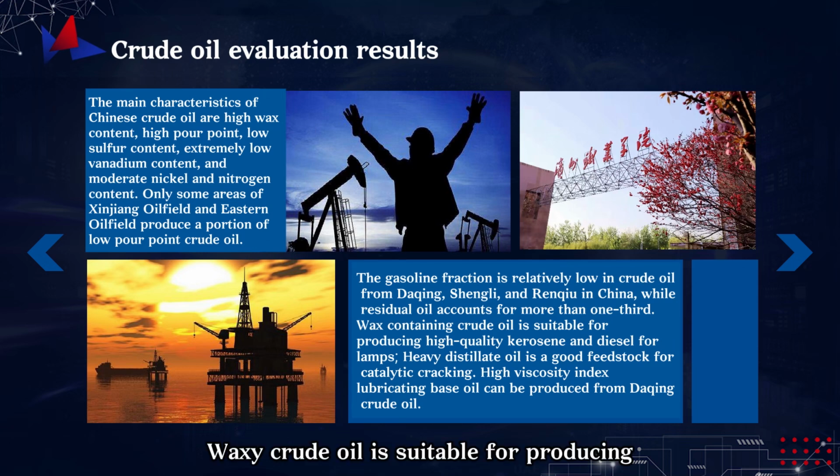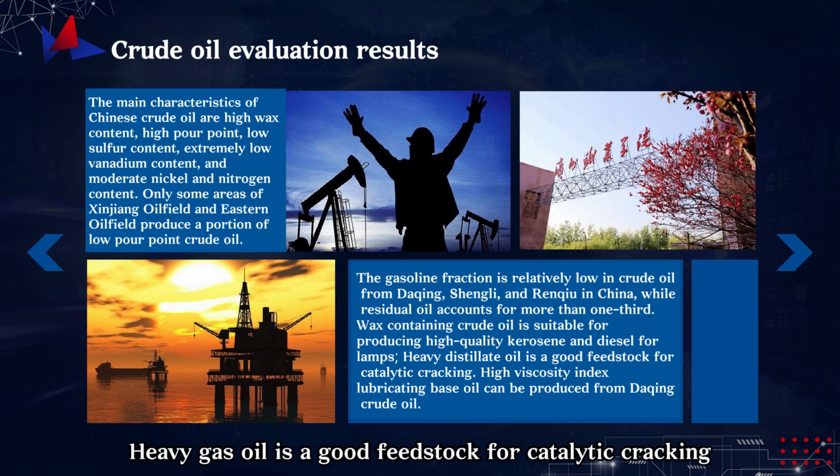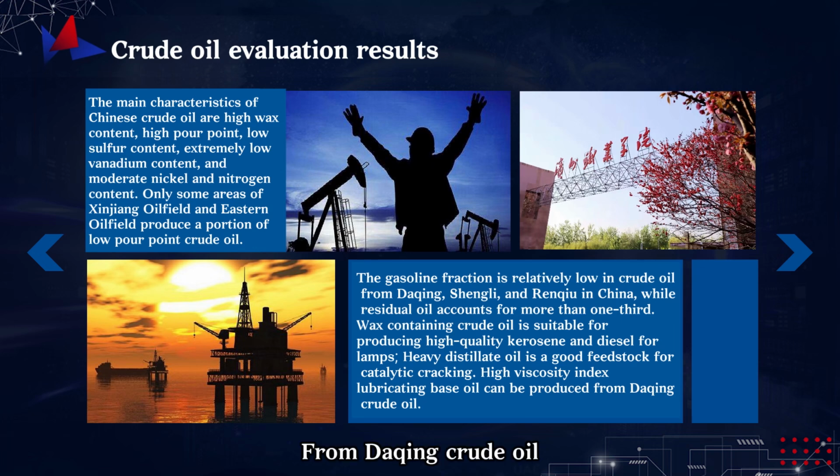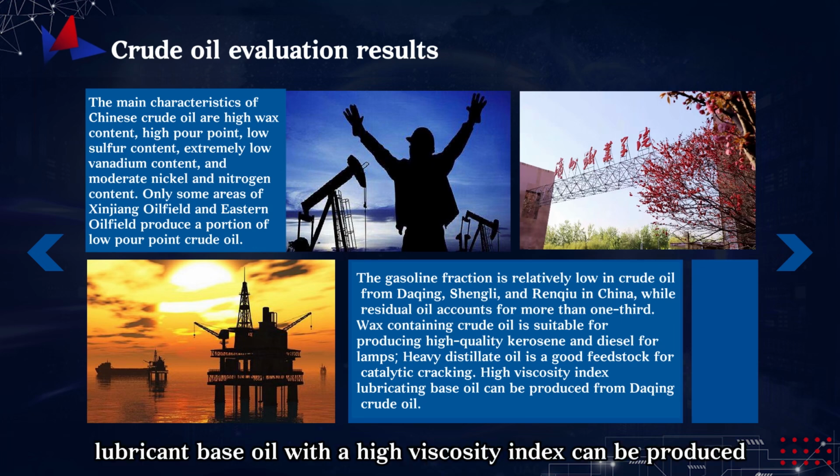Waxy crude oil is suitable for producing high-quality lamp kerosene and diesel. Heavy gas oil is a good feedstock for catalytic cracking. From Daqing crude oil, lubricant base oil with a high viscosity index can be produced.